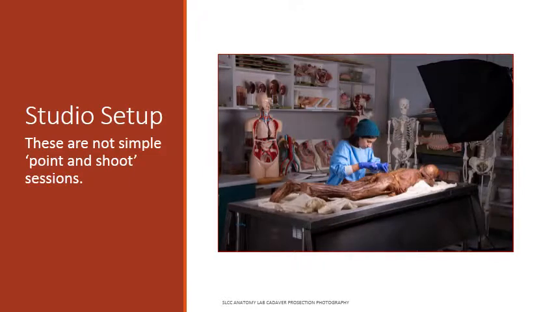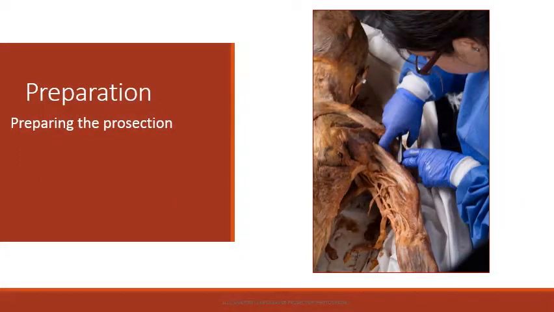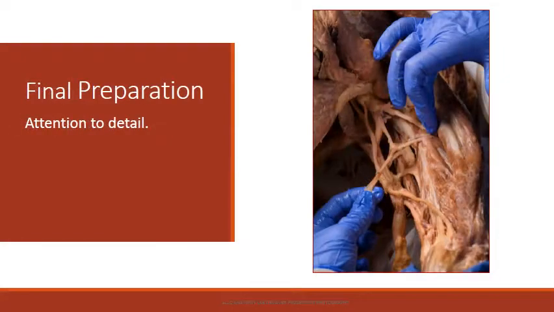Next, an actual studio is created for the photo shoot, complete with lighting, reflectors, tripod, and a host of other photographic aids. These are not simple point-and-shoot photo sessions. The first step in the process is preparing the prosections, which requires patience, skill, and advanced anatomical knowledge. Final preparation requires significant attention to detail.